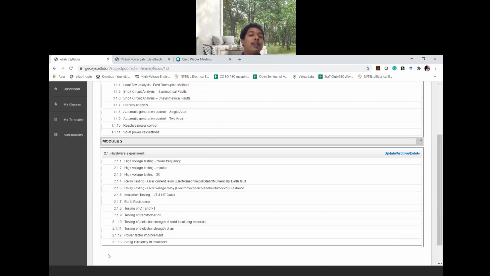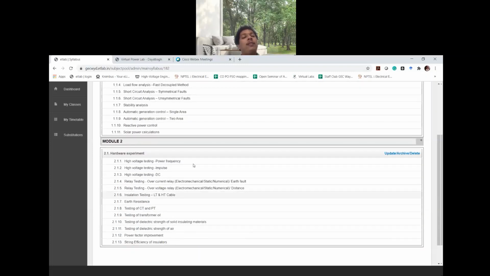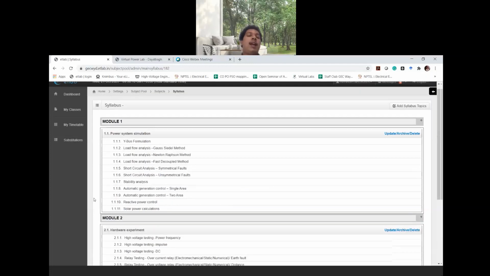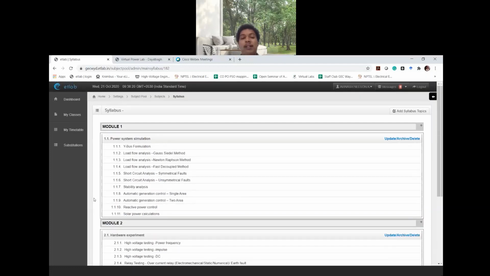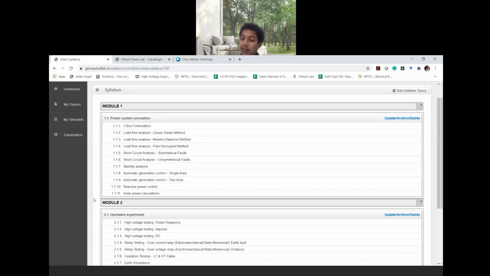And as per your syllabus, out of the simulation and hardware experiments, a total of 12 experiments need to be conducted, out of which at least 4 experiments should be from the hardware kind of experiments, and the remaining 8 as per our time. At least we should be doing 12 experiments. So that is what we are going to aim at. This is your syllabus. Okay.